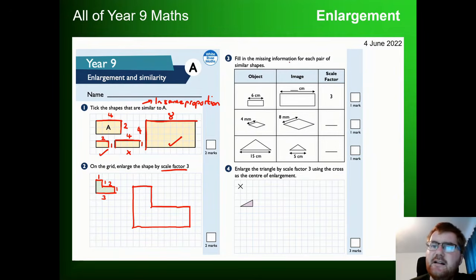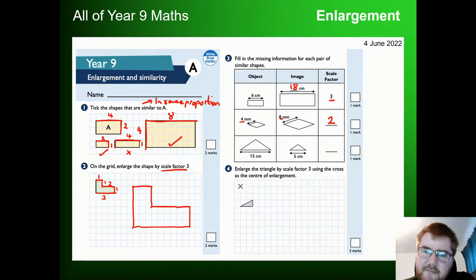Question 3, I need to fill in the gaps for each pair of similar shapes. So this has got 6 centimeters here. We don't know what the image is, but we are told the scale factor. So to work out the image, we just do 6 times 3, and this will be equal to 18. This question here, what do we do to 4 to get to 8? That's going to be our scale factor. We multiply by 2.